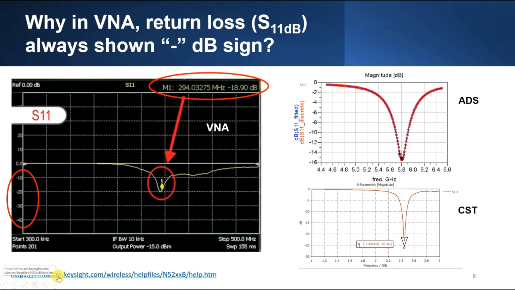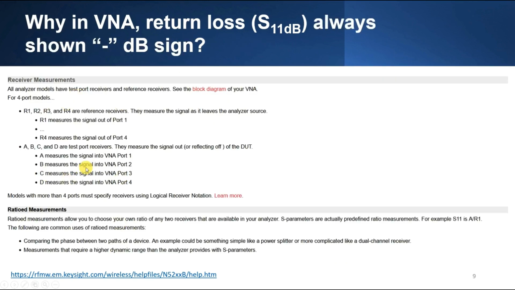So you can refer to the help file here as well for better understanding. The help file will show something like this in the Keysight VNA. So we can check here: S11 is A divided by R1.